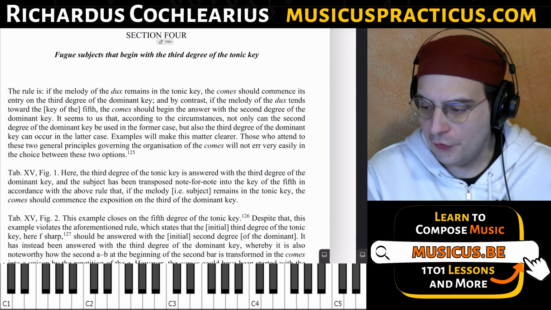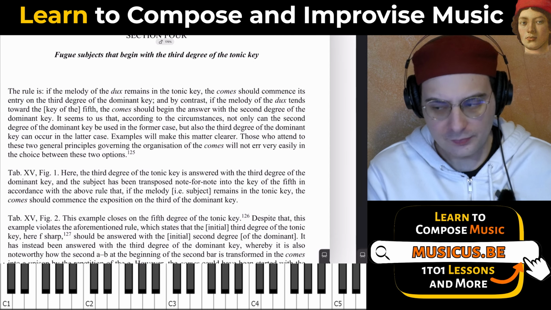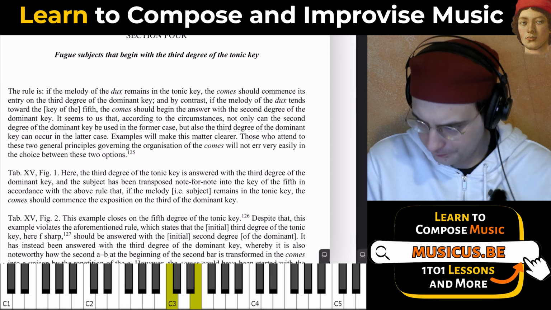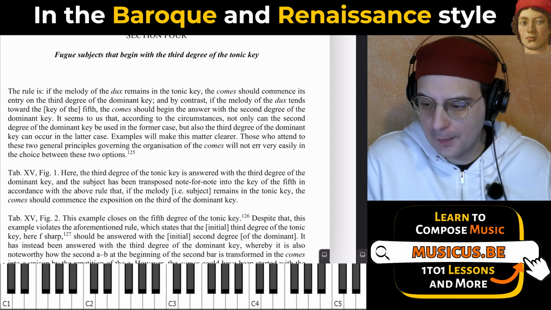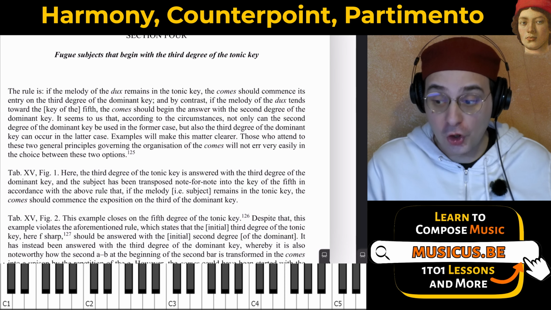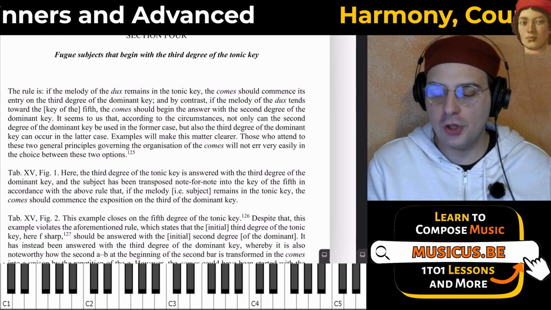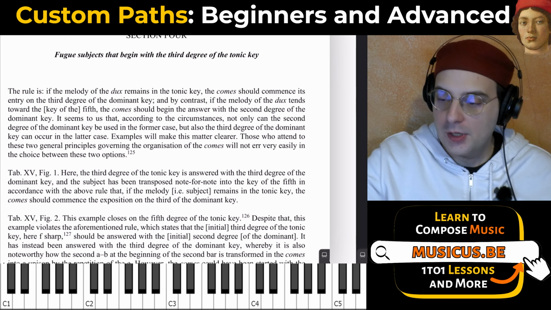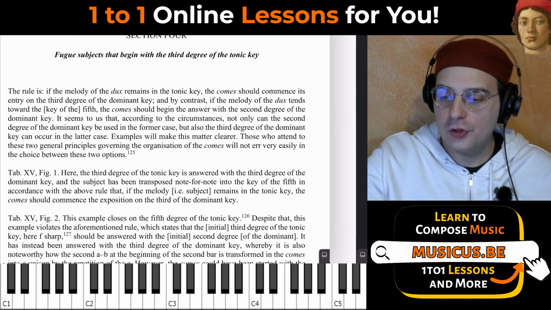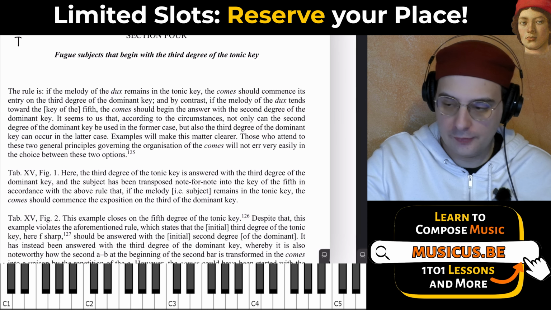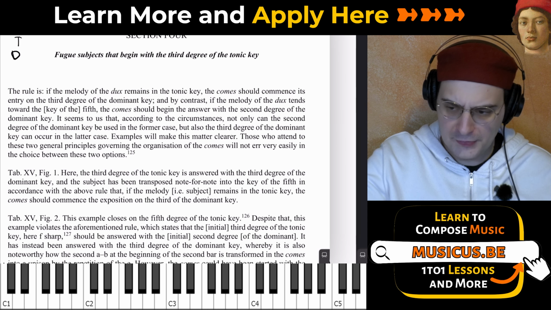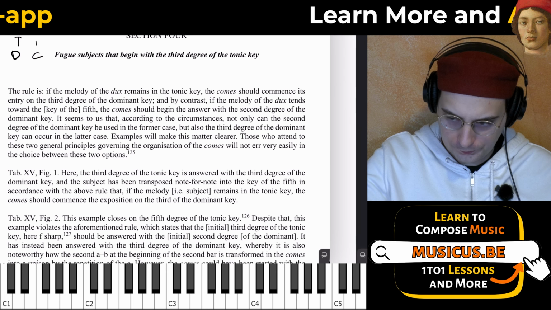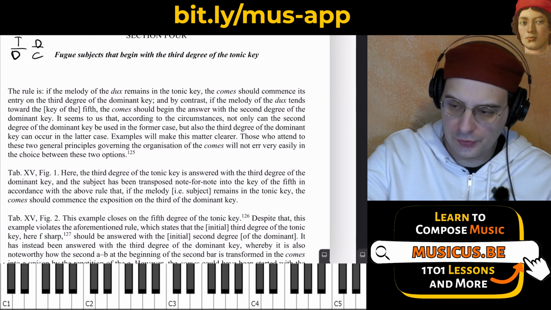If the melody of the dux remains in the tonic key, the comes should commence its entry on the third degree of the dominant key. So, if the dux starts on the third degree of the tonic, the comes starts on the third degree of the dominant.